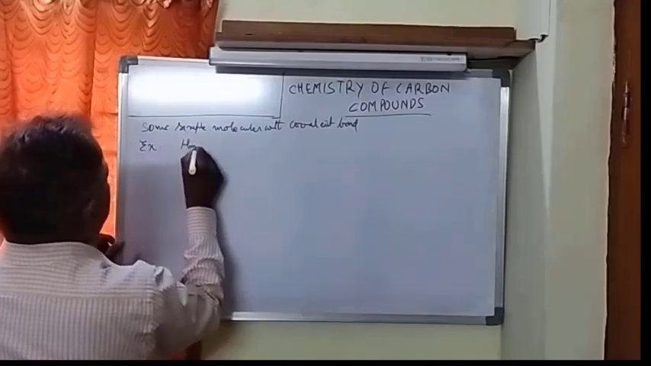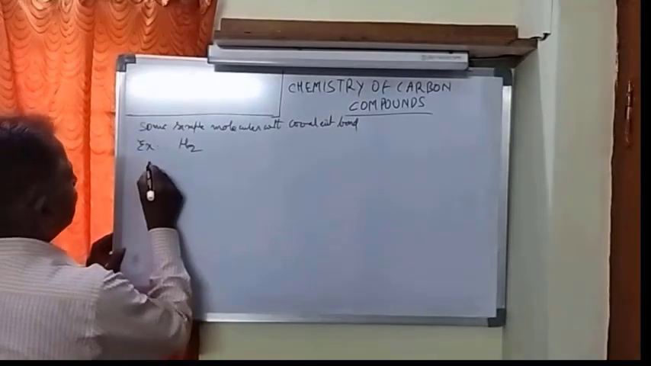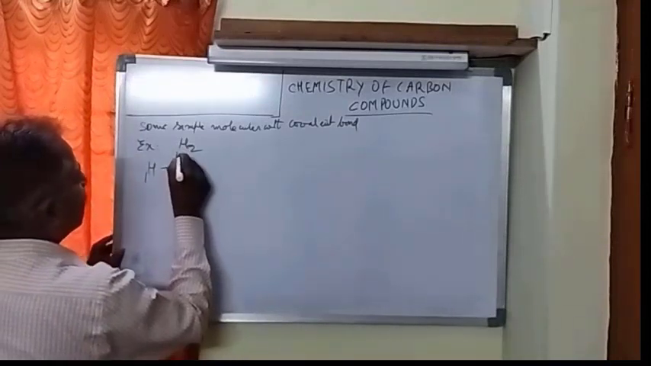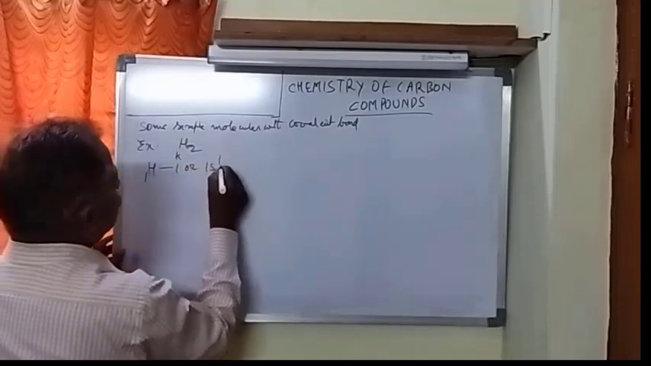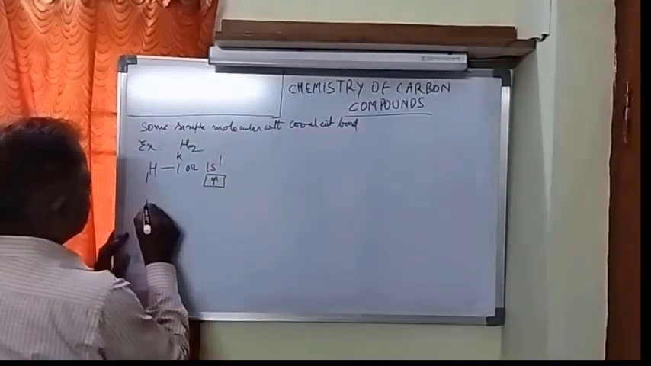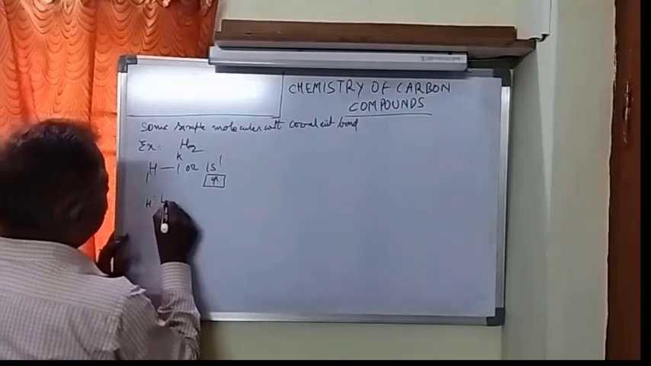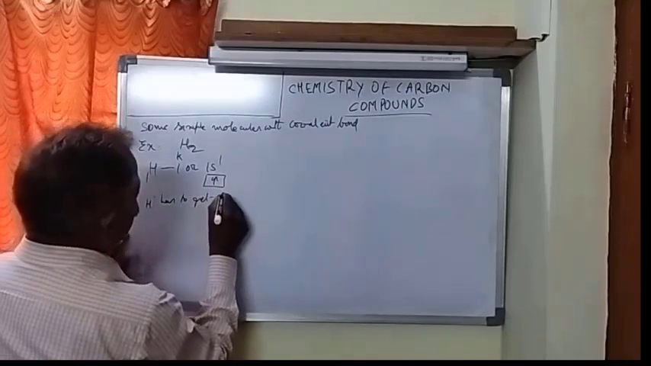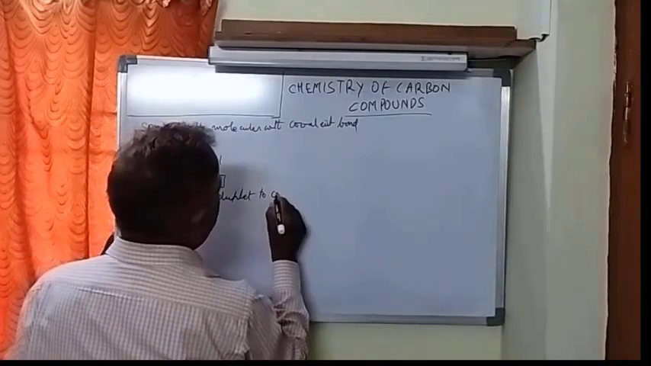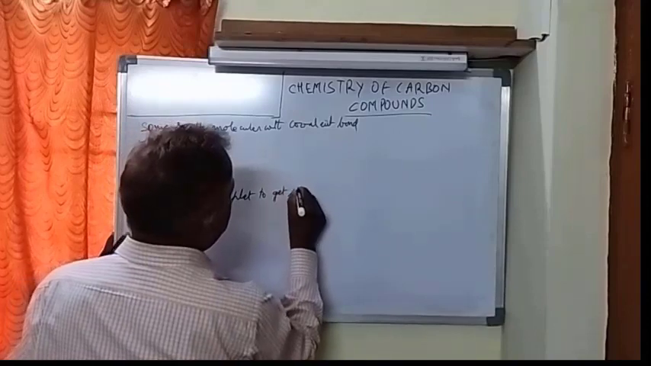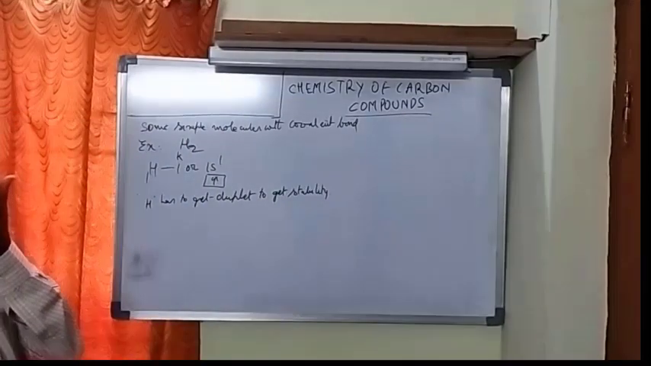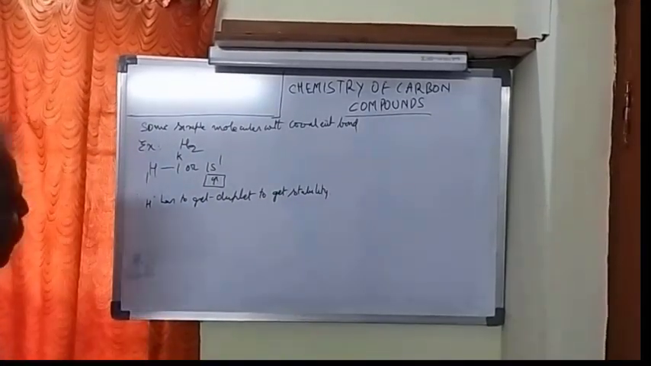Example hydrogen, H2 molecule. In hydrogen atomic number is 1, therefore its electronic configuration is 1 in the K shell, or 1s1. It has only 1 electron. So hydrogen has to get duplet configuration to get the stability, and of course after gaining 1 electron it gains helium configuration, therefore it gets the stability.